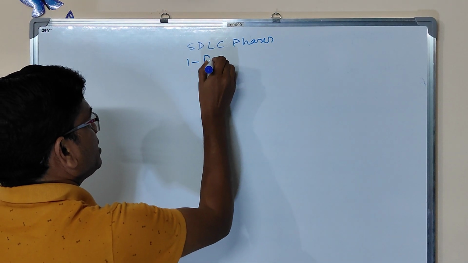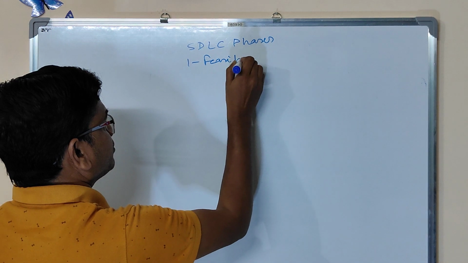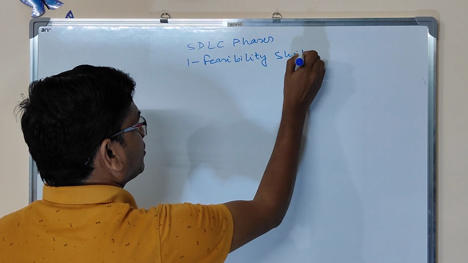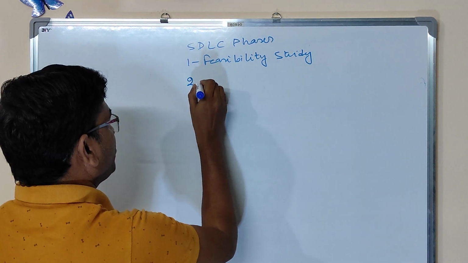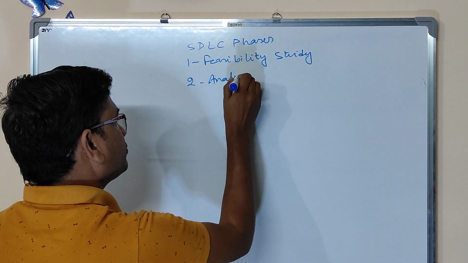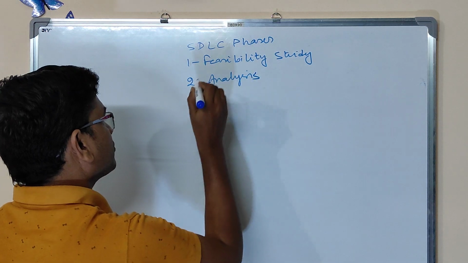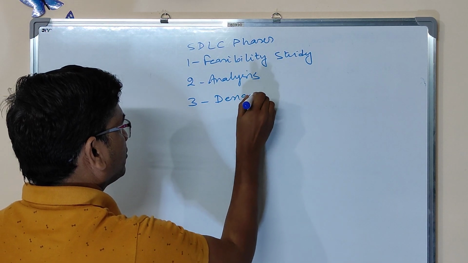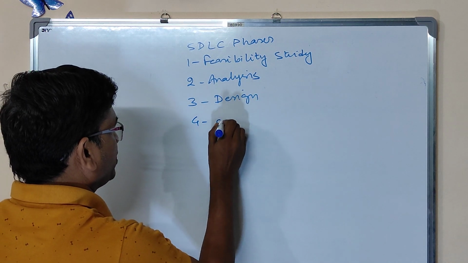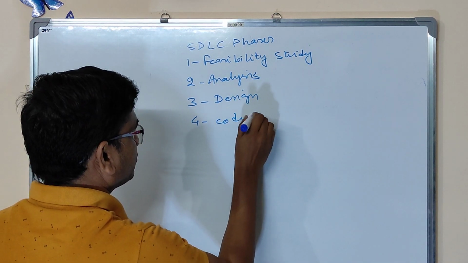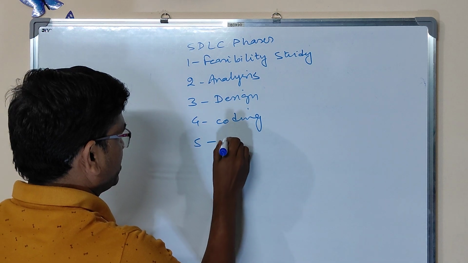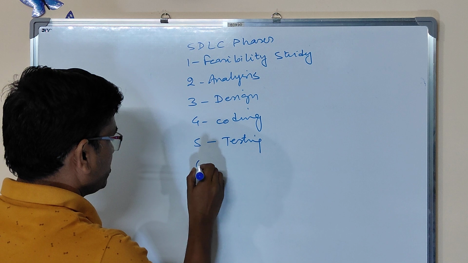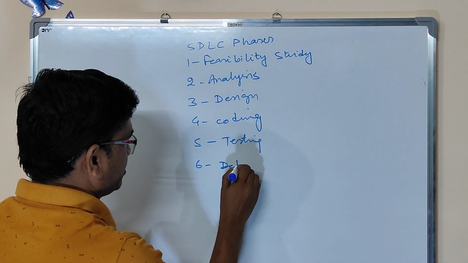First phase is feasibility study. Second phase is analysis. Third phase is design. Fourth phase is coding. Fifth phase is testing. Sixth phase is deployment and maintenance.